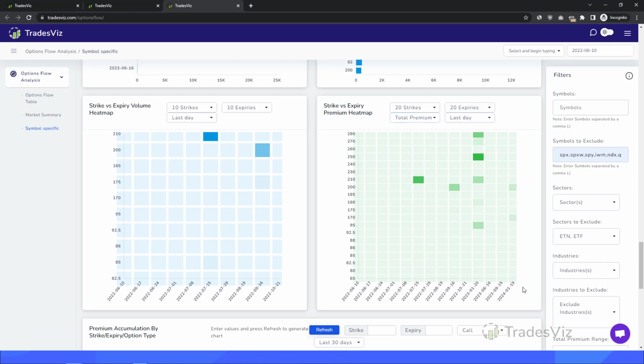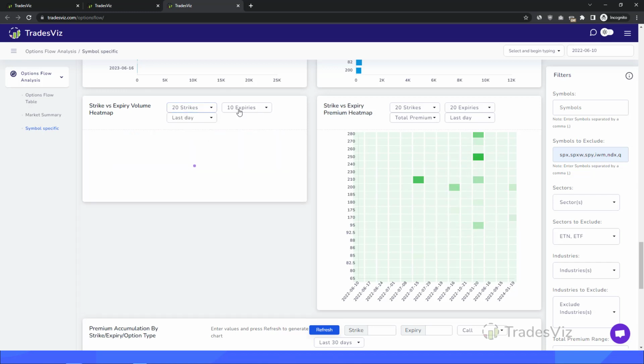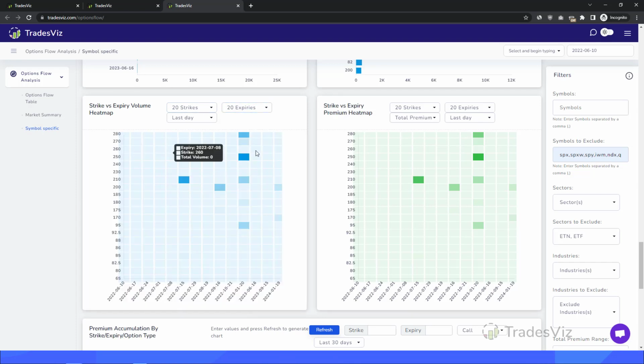Right? So we are looking at 20 different strikes and 20 different expiries of the last trading day, and we can kind of see that a lot of premium was traded at a few different dates, right? So we have a lot of activity in the 2023 range, right? So let me just do the same for this also. This is the volume heat map, this is the premium heat map, right? They don't always correlate, right? So that's an important point to note.